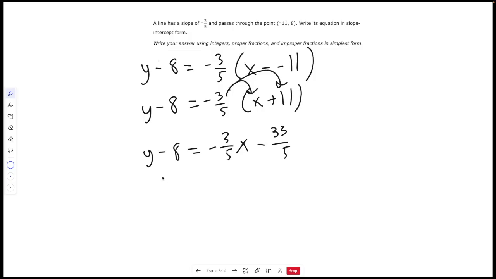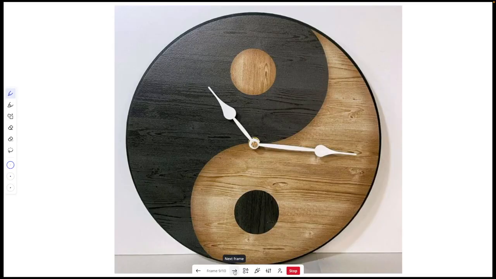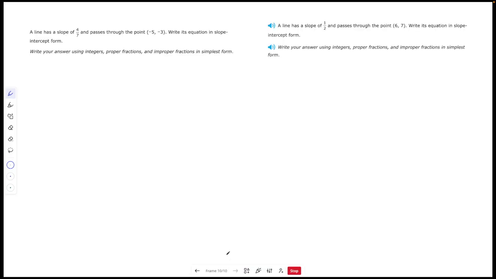And then we're going to do plus 8 on both sides. And again, you can do this by hand, calculator, in your head, that's up to you. I'm going to go and use a calculator. And when you did that, you should have ended up with 7 over 5. So here is the final answer.